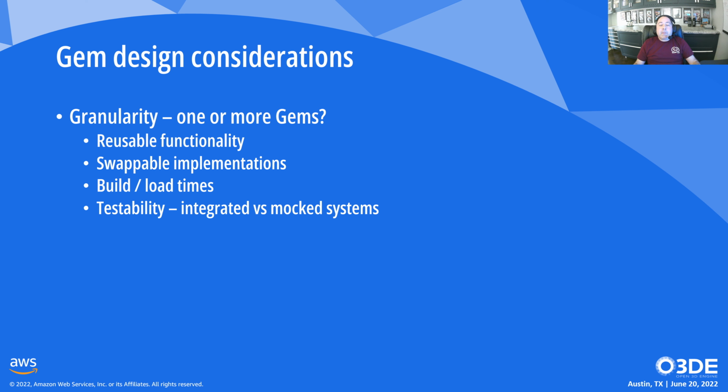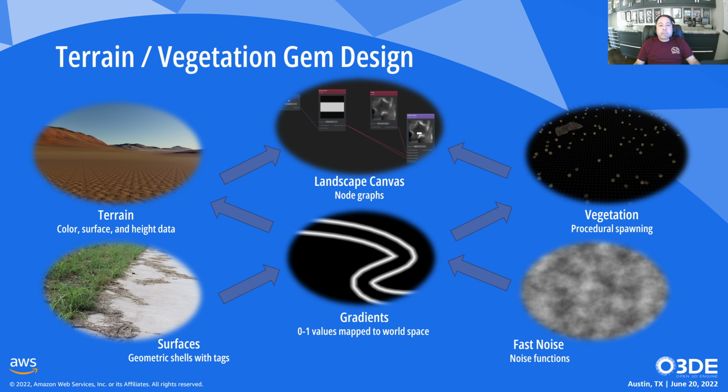When you have systems that rely on other systems, you can either create integrated tests to test all of them together, or you can mock out systems to test each one in isolation. Fortunately, O3DE has mechanisms in place that make it easy to do both.